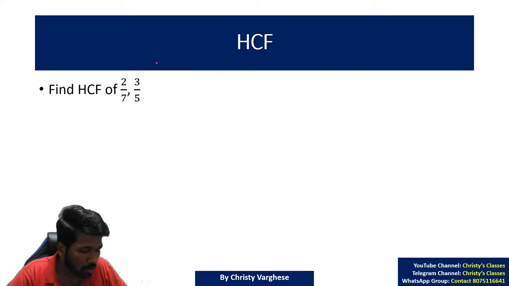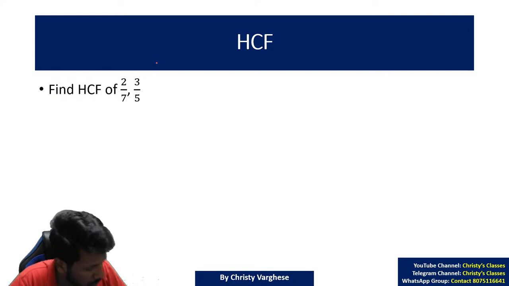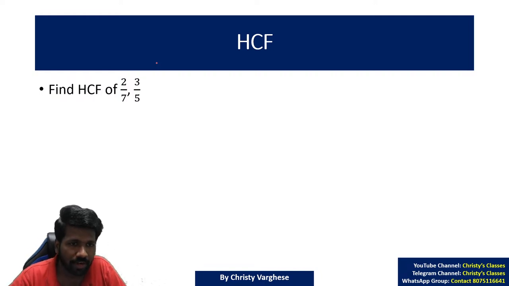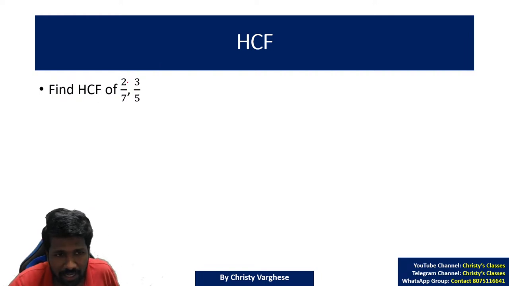What about the highest common factor of these two fractions, all of you? Please try. Due to lack of time, I will start explaining. 2 and 3's highest common factor you need to find. Numerator's highest common factor. The only common factor is 1, so the highest common factor is 1.